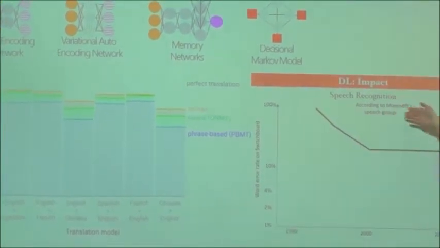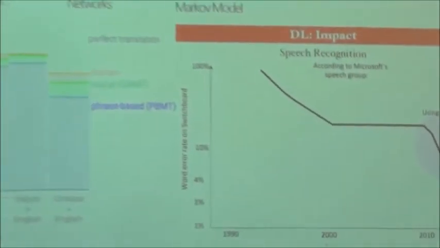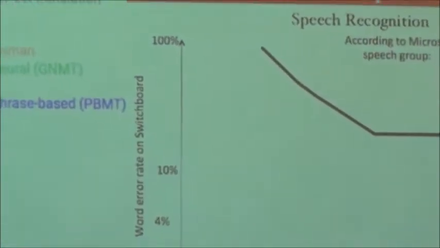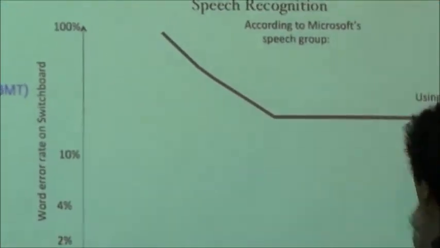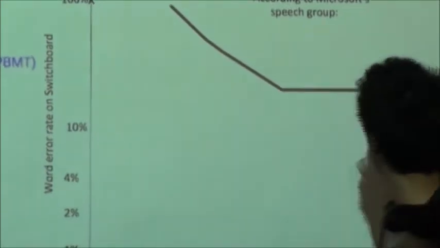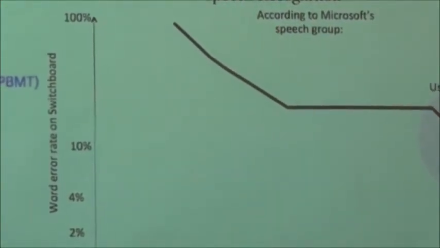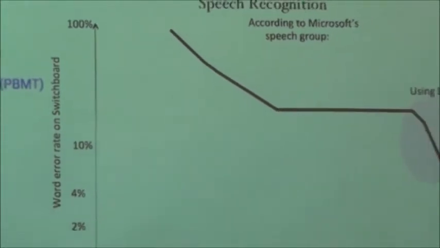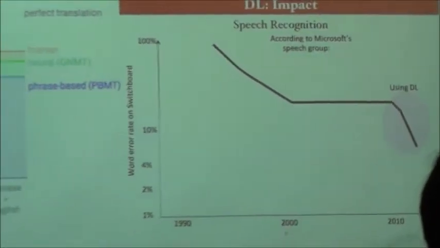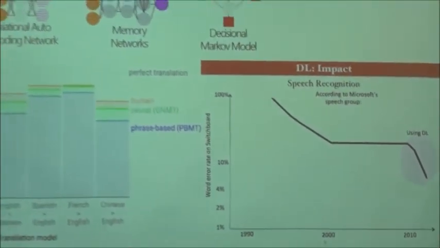So this is speech recognition, and as you can see, using deep learning, the error rate has dropped a lot, right? This is kind of skewed, but I think it dropped maybe by 5-ish%. And 5% is a lot for error rate. If you drop by 0.1%, that's a lot. But if you drop by 5%, that's fantastic.